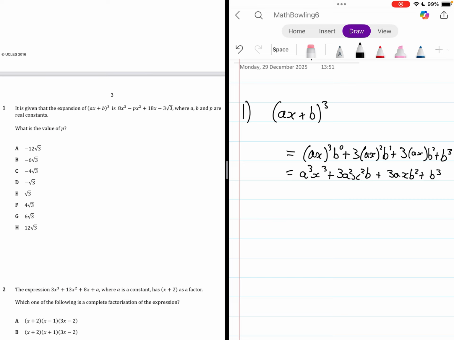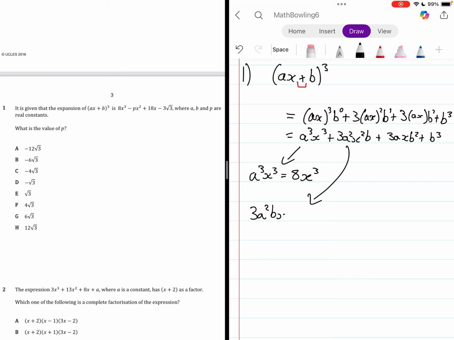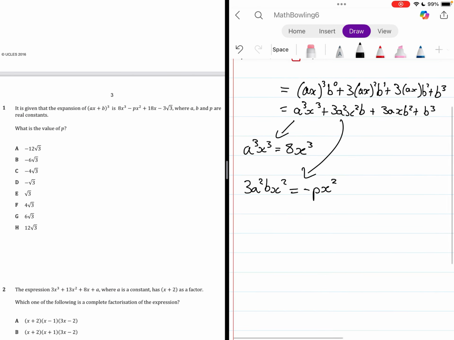Now the first thing we're going to notice is that inside our bracket here we've got a plus, and in the expression we have negatives. So what we can say is when we compare our coefficients, we'll do a lot of different arrows. We're going to have a^3 x^3 equals 8x^3. Do that arrow again. 3a^2 b x^2 equals negative p x^2. And then for the other two, we're just going to do the same thing.